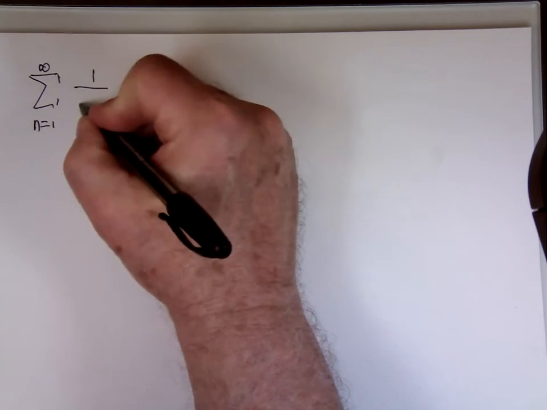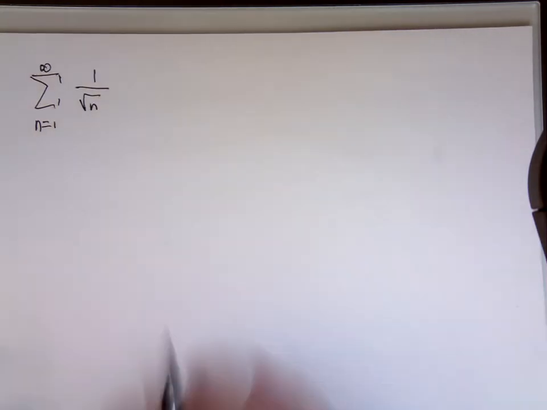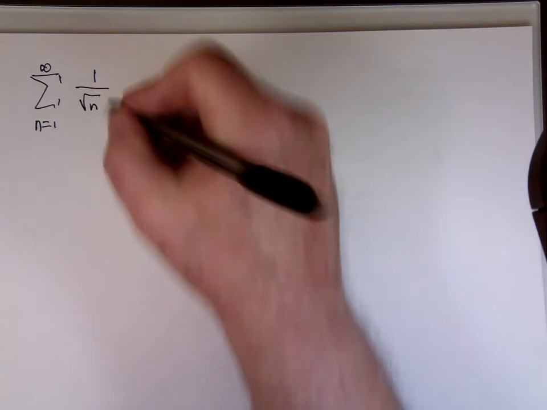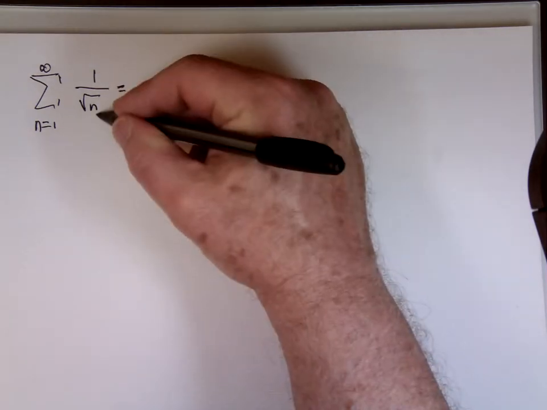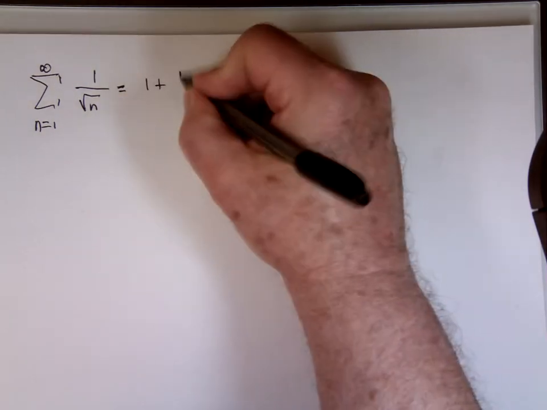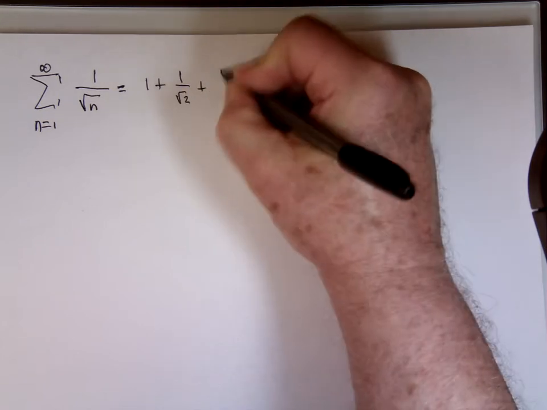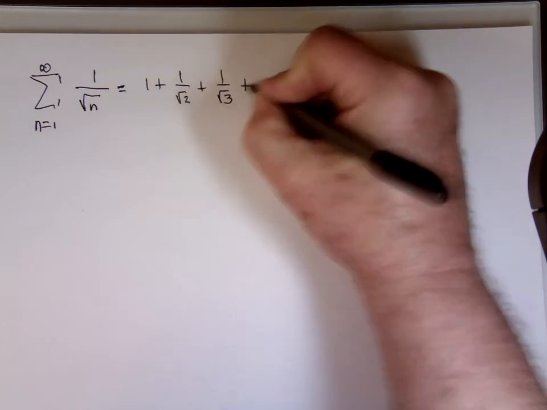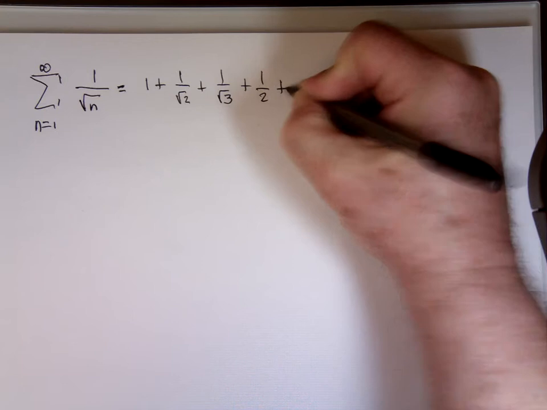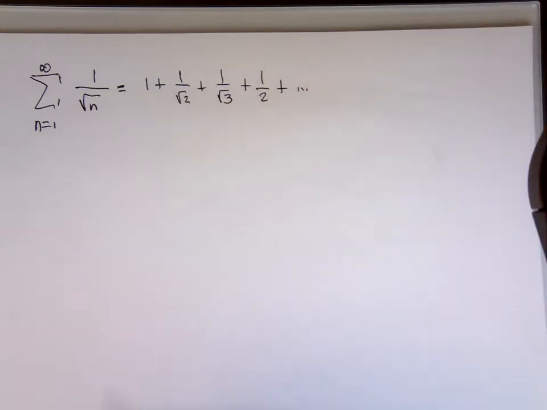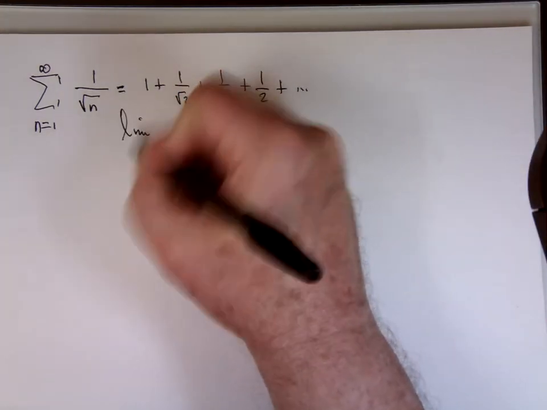Let's do 1 over the square root of n. First of all, let's just write out some terms. We got 1 over the square root of 1, 1 over the square root of 2, 1 over the square root of 3, 1 over the square root of 4, etc. What's the limit as n goes to infinity of 1 over the square root of n?